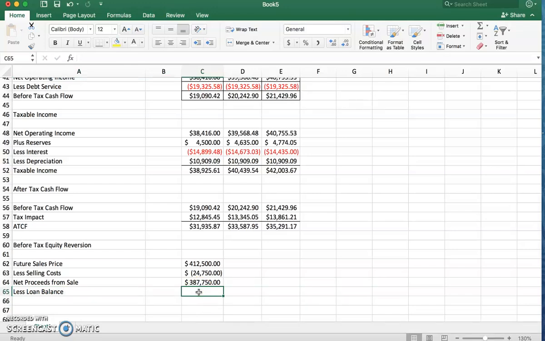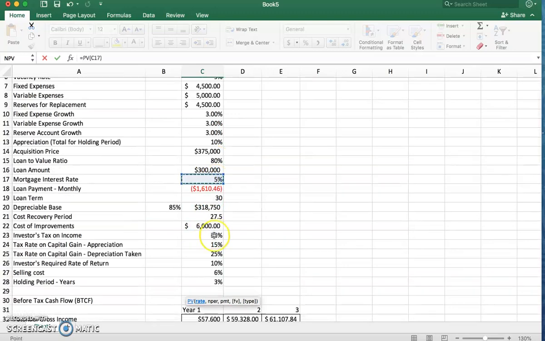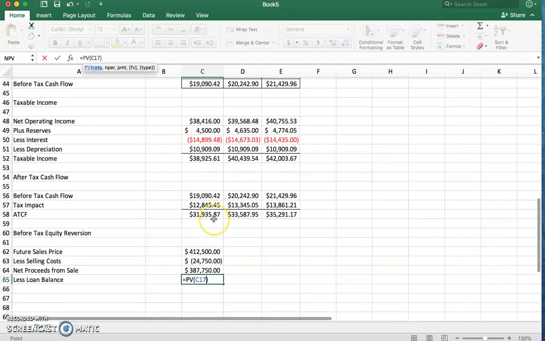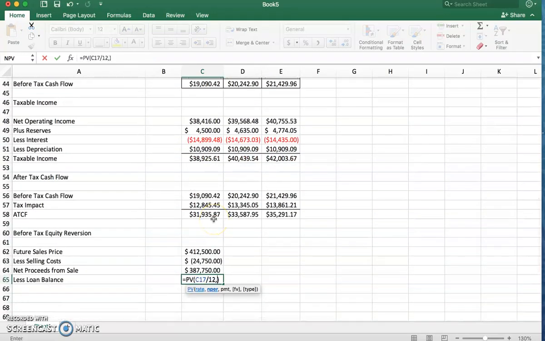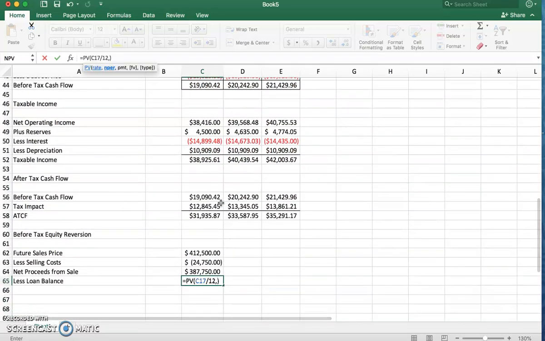We need to do a present value function actually, so we'll do PV, and we're going to want to take the rate of 5%, the mortgage interest rate. Remember, we need that monthly, so we'll divide it by 12. We'll take, actually this one's a little bit different. We're going to take the term of 30 years, but we need to account for all the time that we've been paying on this, and that's 3 years into it before we sell.